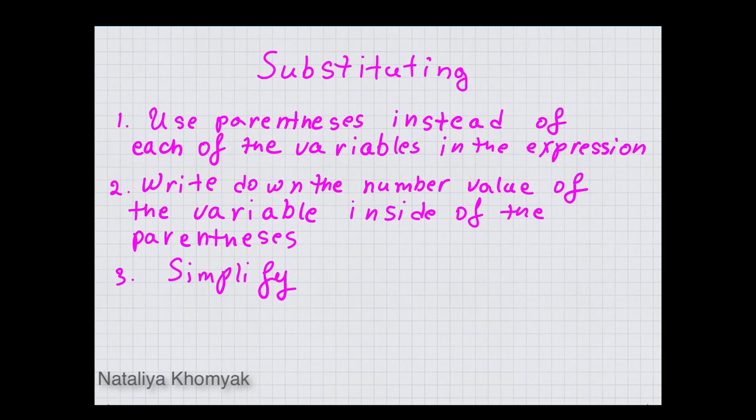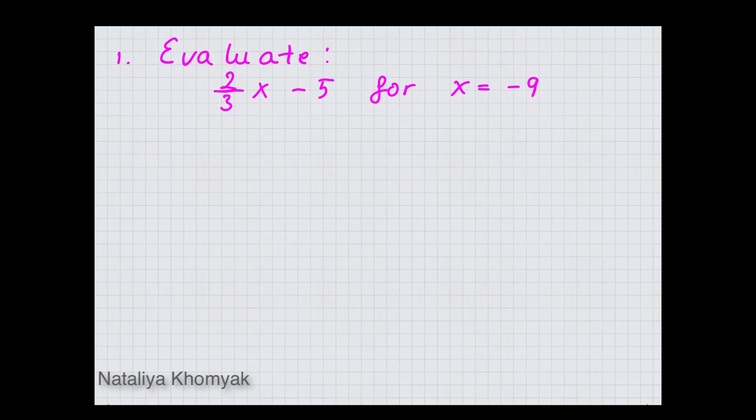Substituting. You want to use parentheses instead of each of the variables in the expression. Then you want to write down the number value of the variable inside of the parentheses, and then you just need to simplify. So here we have to evaluate 2 out of 3x minus 5. So instead of x, I'm going to put parentheses and keep everything else as is. So we have 2 out of 3 parentheses minus 5.